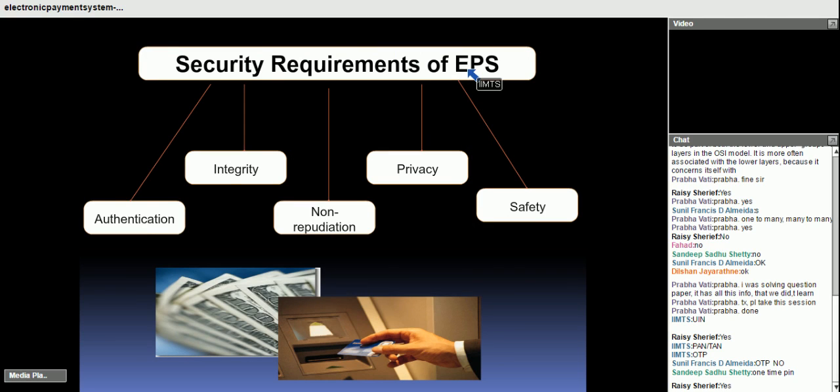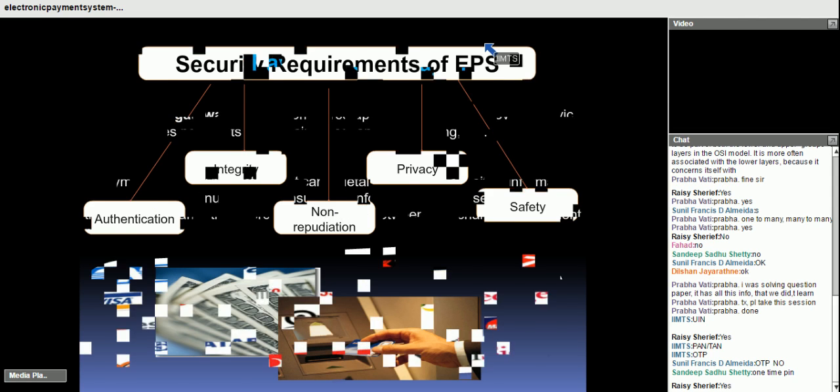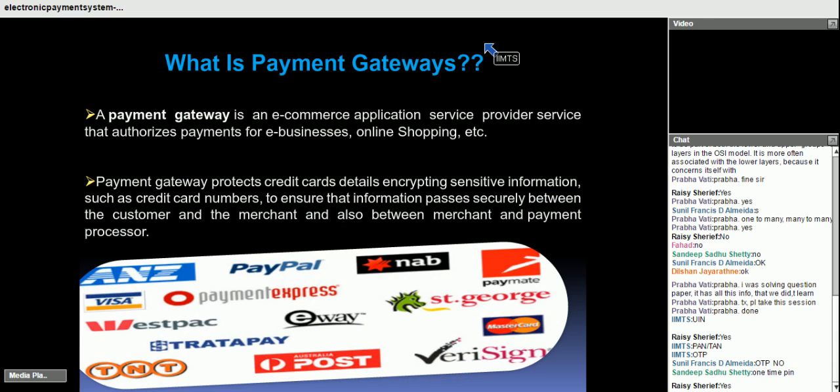So what are the security requirements of electronic payment systems? Authentication, integrity, non-repudiation, privacy and safety. These are the security requirements of electronic payment systems.